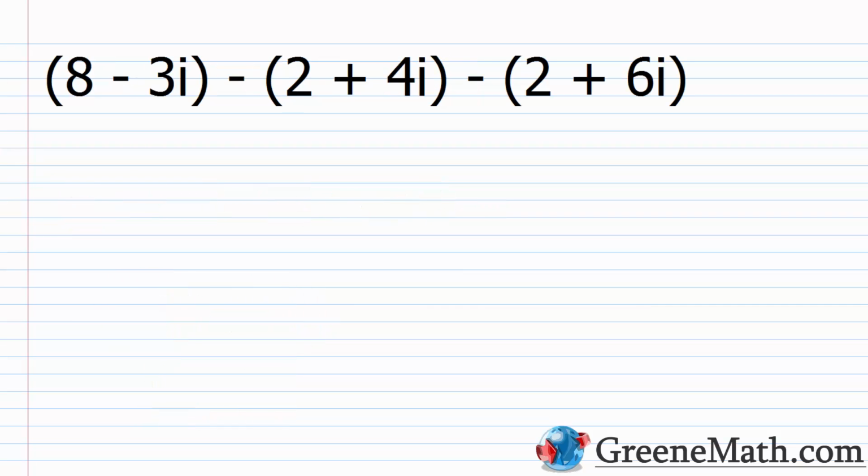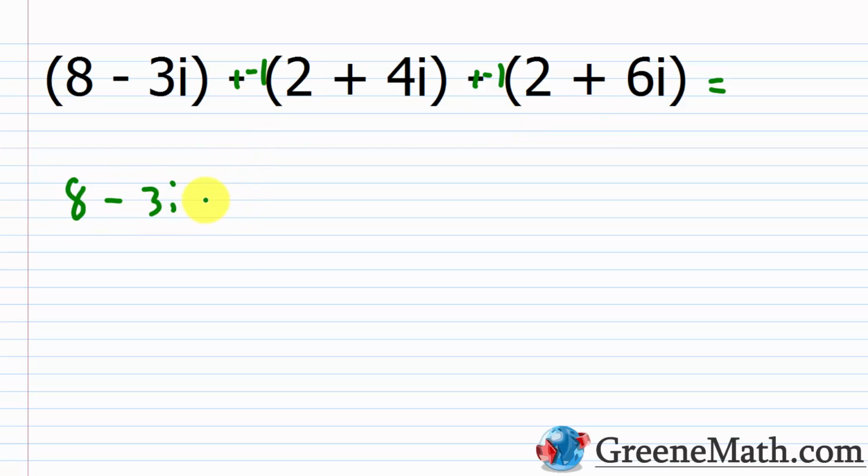All right, let's take a look at another one. Suppose we had the quantity 8 minus 3i, then minus the quantity 2 plus 4i, then minus the quantity 2 plus 6i. So what I want to do here, let me just distribute the negative to each term. I'm going to put plus negative 1 here and plus negative 1 here. So I'm going to write this as 8 minus 3i.